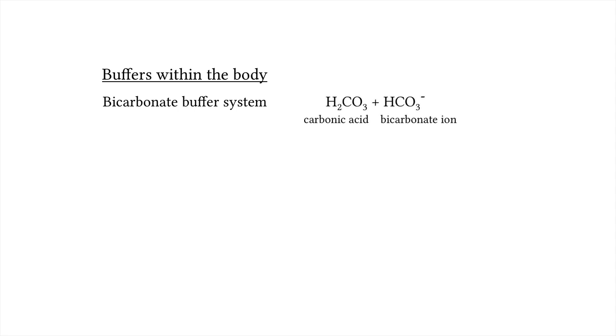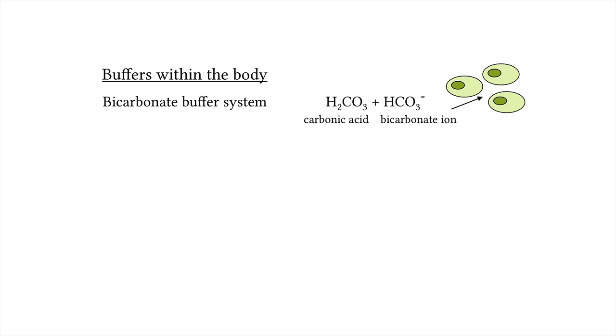The body has three buffers that work to control acid-base balance. The first is the bicarbonate buffer system. In experiment 15.1, you actually made this buffer. It contains carbonic acid, H2CO3, and the bicarbonate ion, HCO3-. Bicarbonate buffer can be found in extracellular fluid. The carbonic acid component neutralizes any bases that get into the areas between the cells, and the bicarbonate component neutralizes any acids that are found there.